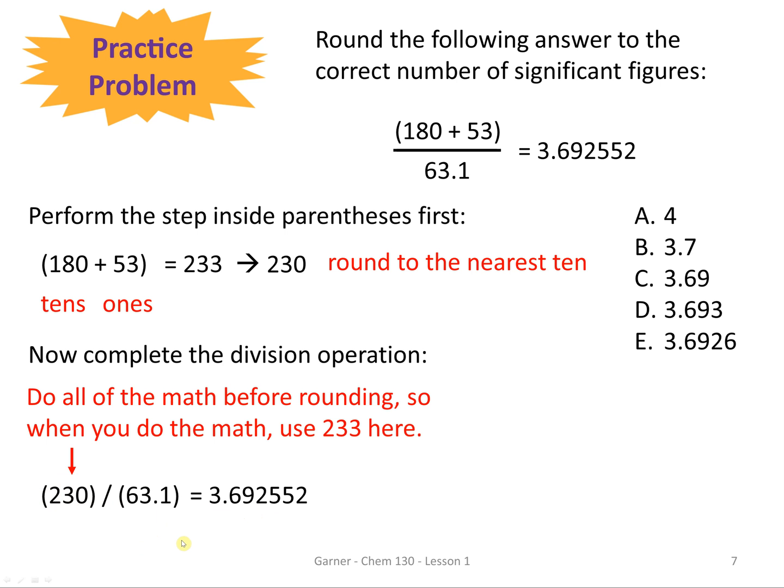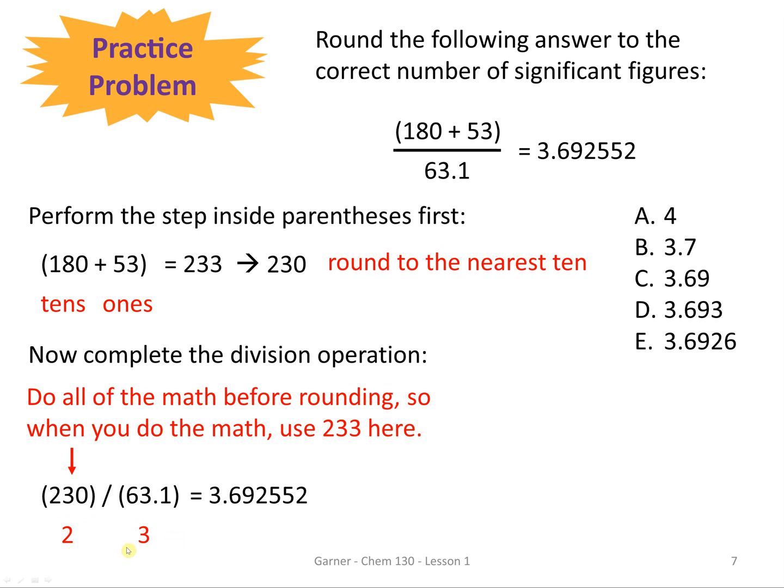All right, so for this division operation, remember it's the total number of significant digits that determines how many sig figs you keep in your answer. So I need to look at both values involved in the operation and assess how many sig figs they have. So 230, only the first two digits are significant. The 0, since it is not to the right of a decimal, is not going to be significant. So 230 possesses 2 sig figs. If I look at 63.1, all 3 digits are non-zero, so they're all significant. So 63.1 has 3 significant digits.